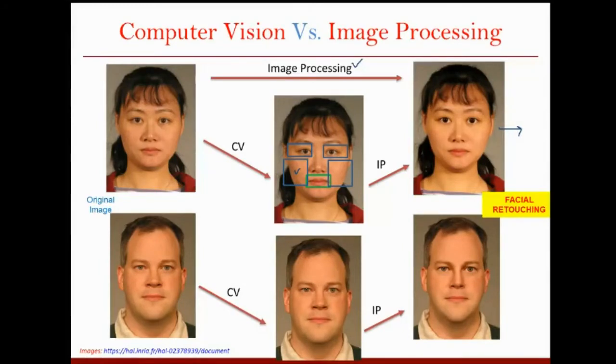And once the face is improved, then you can go further and use it for other applications. So you see here, first you are using computer vision, then image processing, then again computer vision, and so on. So there's no fixed rule that you have to first use image processing followed by computer vision. You may see a feedback kind of thing here too.